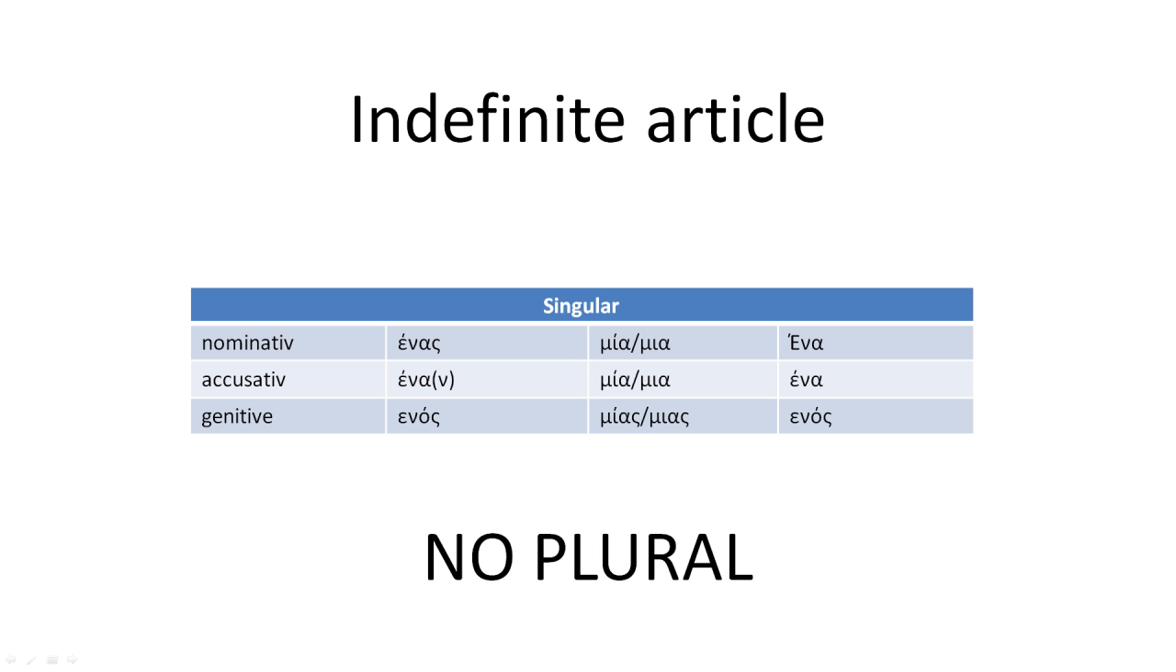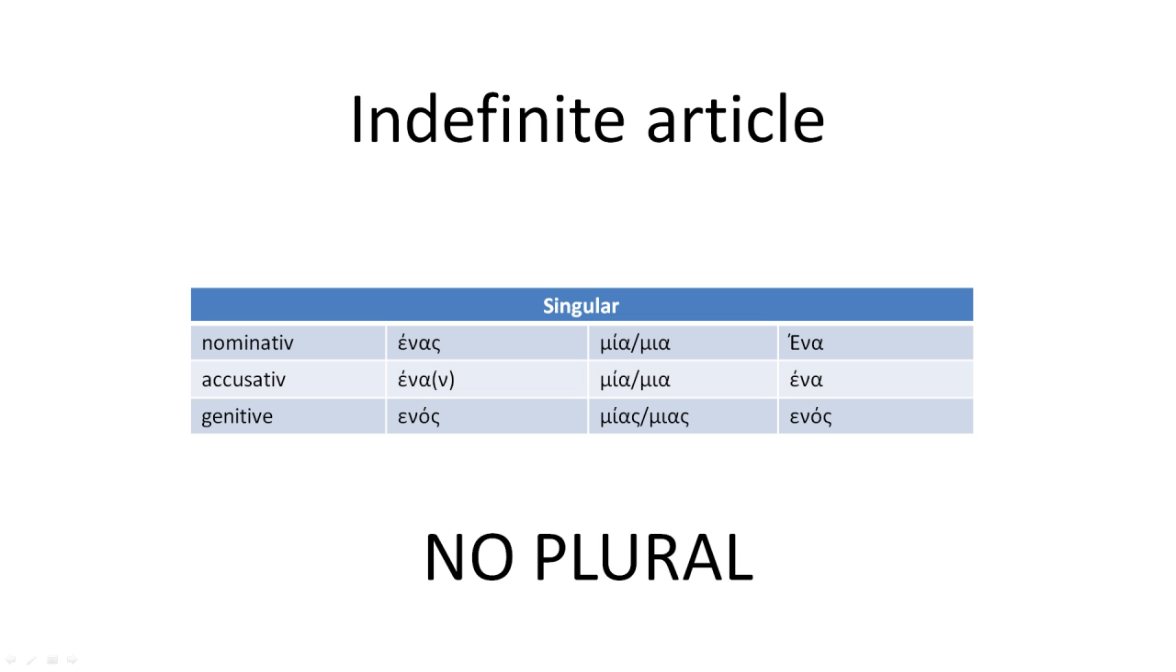Now we will continue with the indefinite article. The indefinite article, as you may have noticed, doesn't have any plural. It only has singular. So for the masculine, we have ένας in nominative, ένα or έναν in accusative. Again, whether we use the ν ending depends on the word that follows. And ενός in genitive. For the feminine, we have μία or μια in nominative, μία or μια in accusative, and μίας or μιας in genitive.